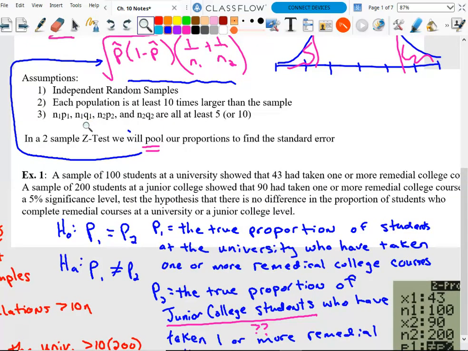Okay, our assumptions are the same, they just become more of a pain in the butt. And here's why. I can't just say random sample anymore. I've got to communicate that they are independent random samples. It's one of those things that they will ding you for if you don't say it. In a 2-sample problem, we have to say independent random samples.